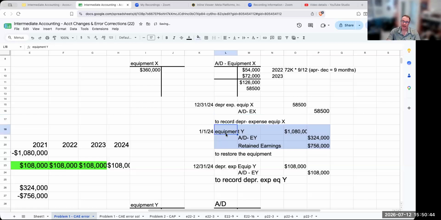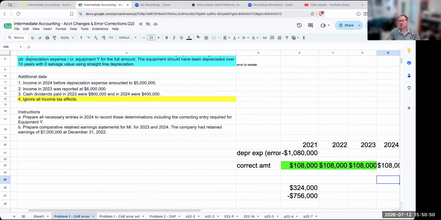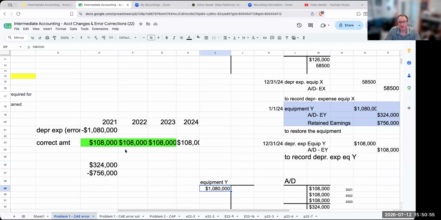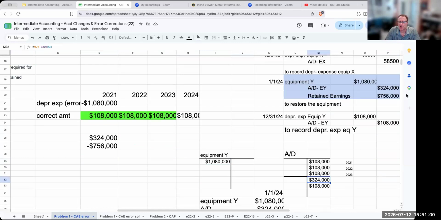Okay, now for equipment Y, because we're asked to do this as of 1/1/24 and not 1/1/23, we have to basically restore the equipment, right? We should never have written this thing off. Rather, we have to record the equipment and the related accumulated depreciation. This is what it should look like on January 1st, 2024. And again, these are all balance sheet accounts, because I can't record any current period income or any kind of current period.